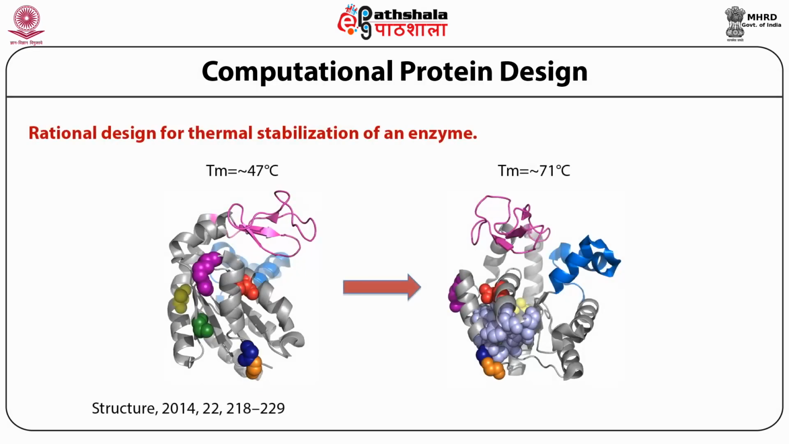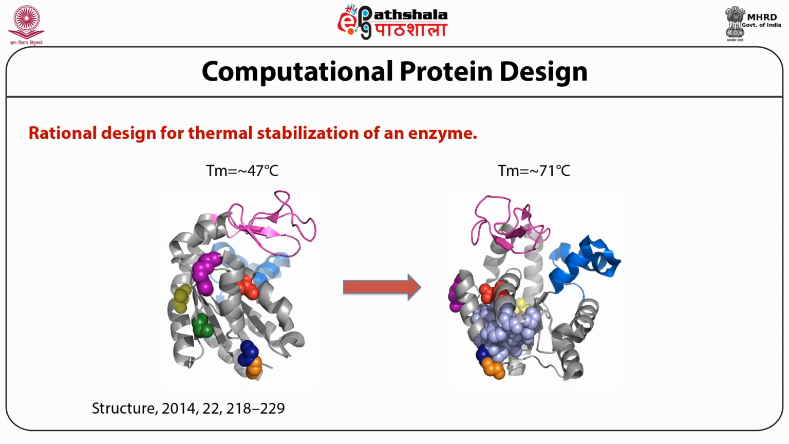So this is another good example for the thermal stabilization. For example, which is published in 2014, the initial protein is having Tm, that is called the melting temperature of a protein, which is at 47 degrees centigrade. So by doing the core design, we can see those 5 different models. So you choose hotspots from the sequence data or structural data and you design around those amino acid residues.